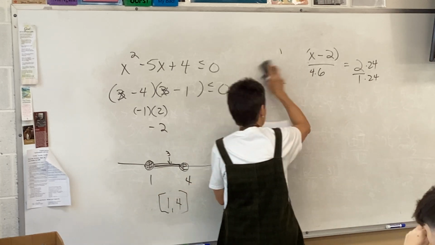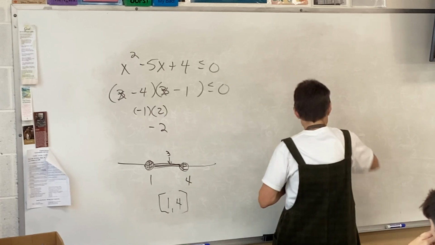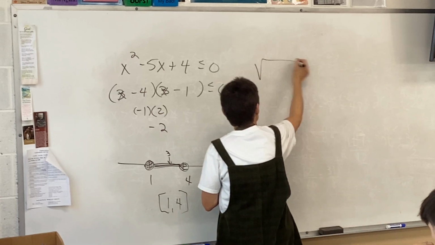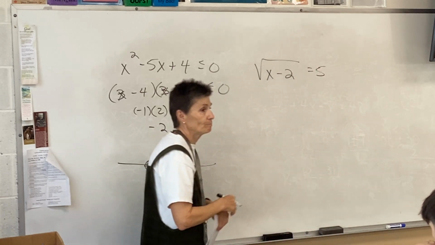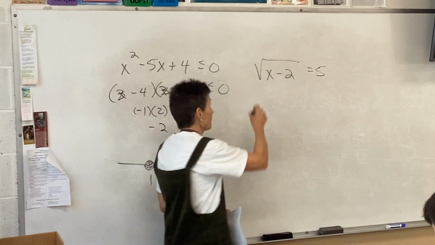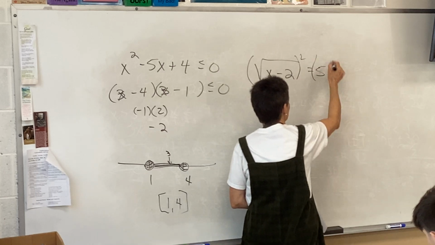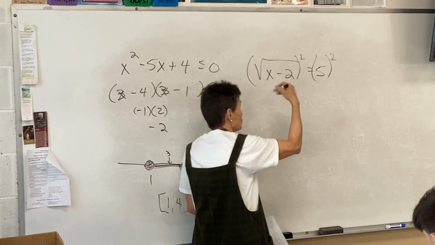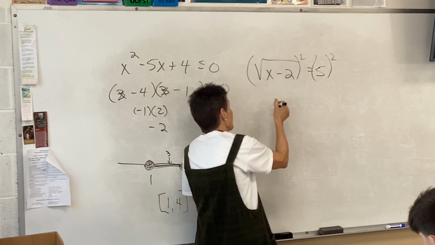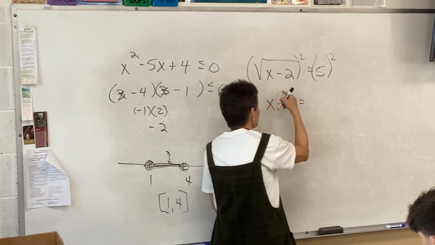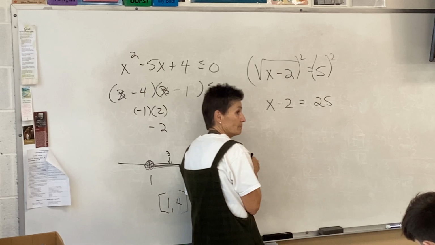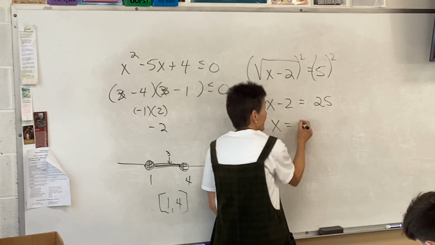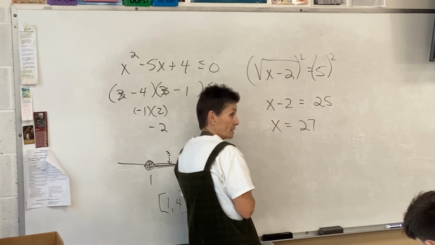All right, next. What do I do with this guy? Square it. Now I'm gonna check my answer when I'm done, because this is the thing that causes issues sometimes. When I square it, I get x minus 2 on this side, and 25 on this side. So it looks like x equals 27.